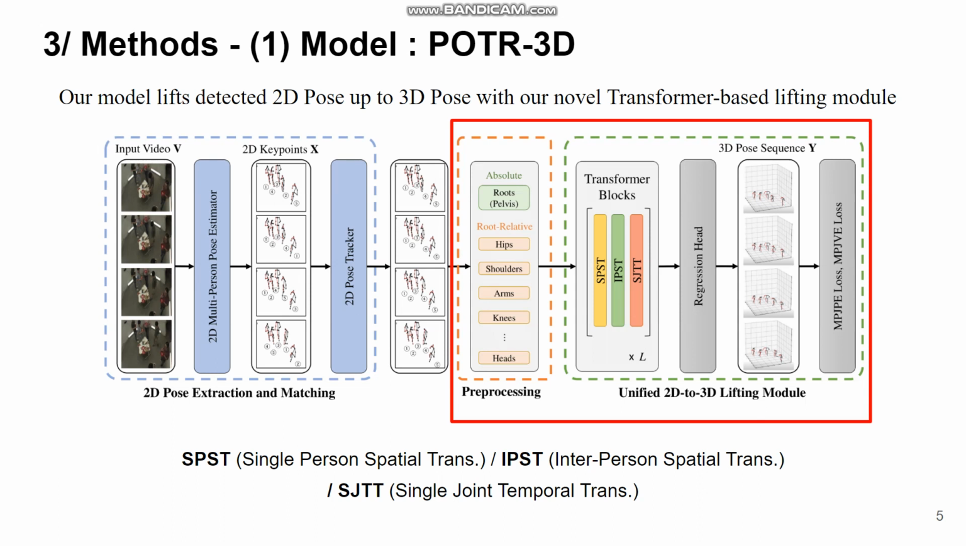Here, we simultaneously estimate the absolute position of the root joint and the relative positions of others. This is why we refer to our lifting module with the keyword unified. Finally, we apply two loss functions, MPJPE loss for accuracy and MPJVE loss for smoothness.